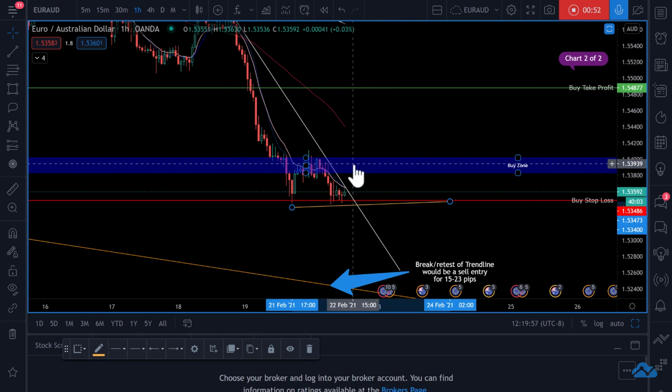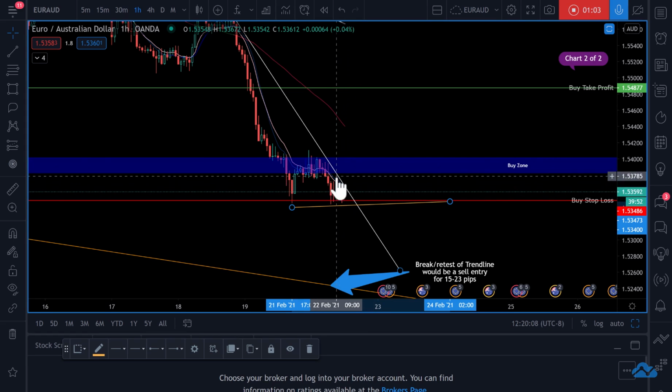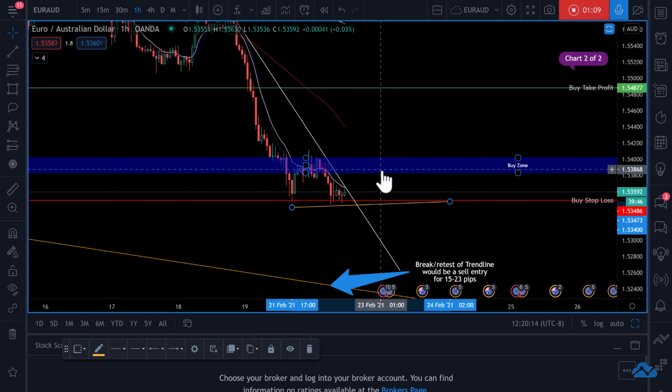Also, my buy zone is here that I have marked up from previous price action, so on and so forth. So my first buy entry will be at this break of this trend line. Then my second buy entry will be at the break and close of this buy zone.